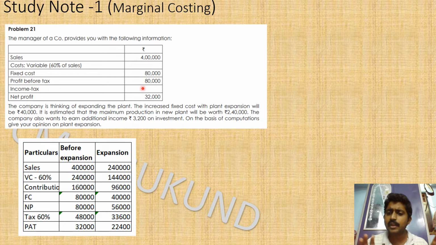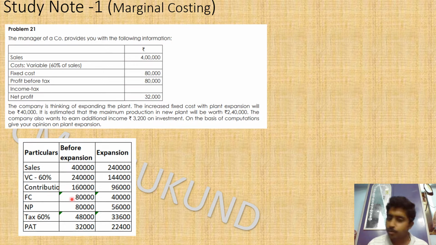But it is a little bit difficult to decode, so we have to decode it by putting together a marginal cost statement. So what is a marginal cost statement? If you arrange all the particulars like this, it becomes a marginal cost statement. Sales less variable cost gives you the contribution, less fixed cost gives you the profit before tax, less tax will give you the net profit or profit after tax. So this is what we call a marginal cost statement.